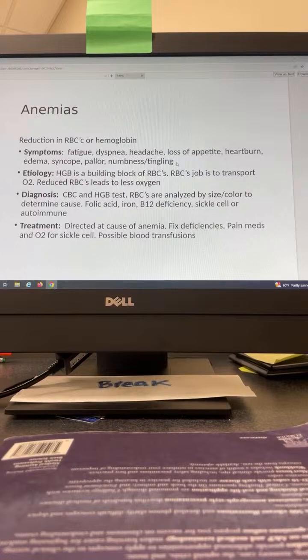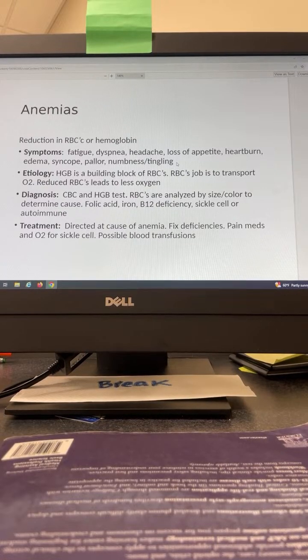Causes of this: hemoglobin, like I said, is a building block for red blood cells. Red blood cells' job is to transport oxygen. So reduced red blood cells lead to less oxygen. And then depending on which type of anemia you have, there are all different types, but don't worry about those. How we diagnose anemia is with a blood test. It's called a complete blood count, or a CBC. This is going to look at the numbers of red blood cells, numbers of white blood cells, and so on. So the red blood cells are going to be looked at for number, if they're high or low.